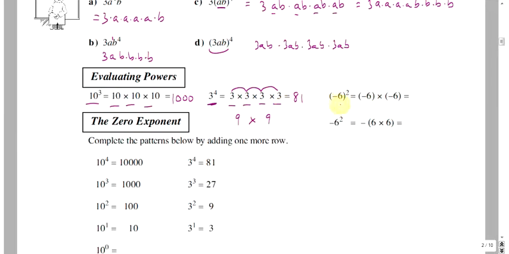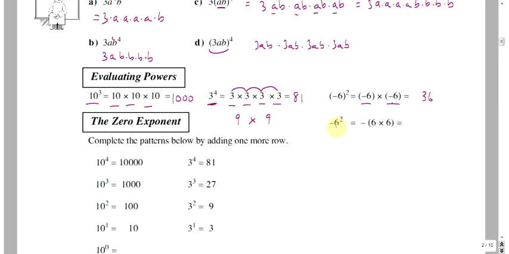Okay, here's the tricky one. Remember this on the review sheet? I had one of those and I had one of these. Here we're seeing it again. Okay? Negative 6 squared. Everything in the brackets is squared. So it's negative 6 times negative 6. What's a negative times a negative? Positive. 6 times 6 is 36.